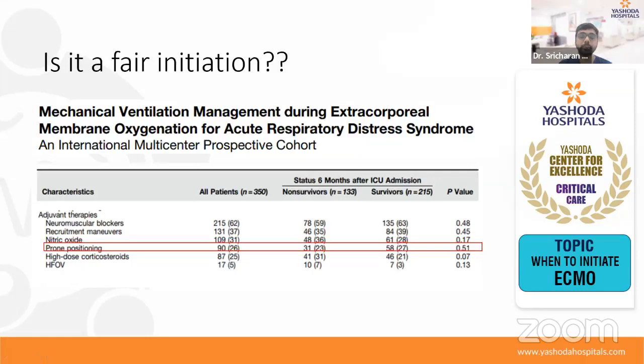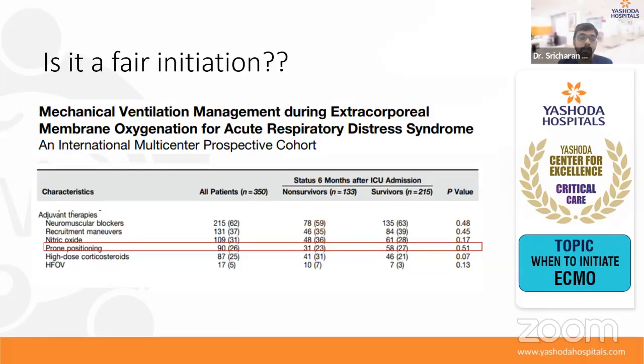Whether it is 23% in non-survivors versus 27% in survivors, there is no statistical difference. But we know from the 2013 PROSEVA trial that prone ventilation helps patients with ARDS. It has a definitive mortality benefit. So we have time and again seen the efficacy and importance of prone ventilation. We cannot underestimate the effect of prone ventilation in patients who have severe ARDS.